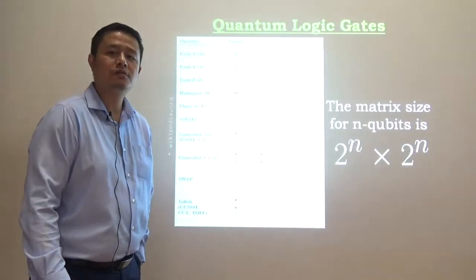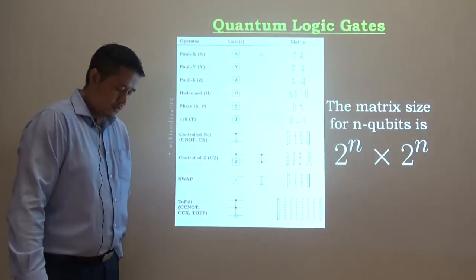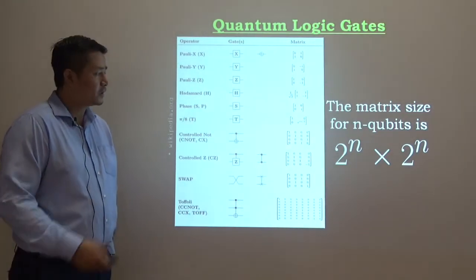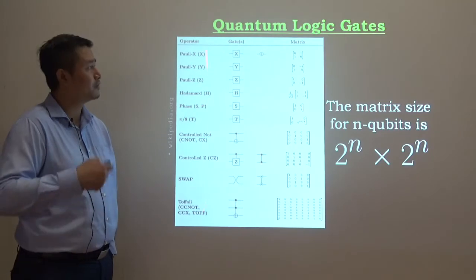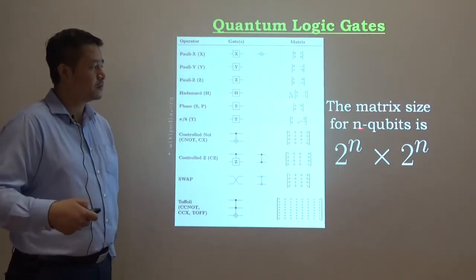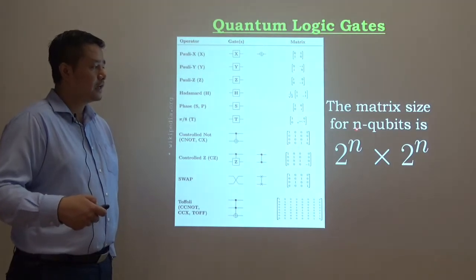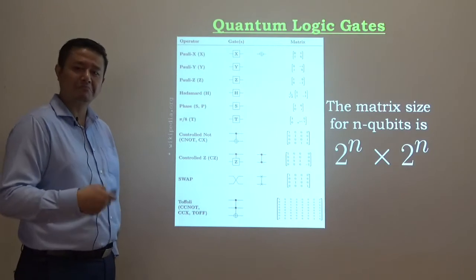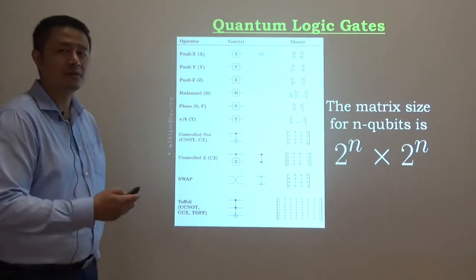Using quantum computation, we can have various quantum logic gates, and the matrix size for n qubits is 2 to the n cross 2 to the n. It's maybe a bit technical, so we'll go through this later.